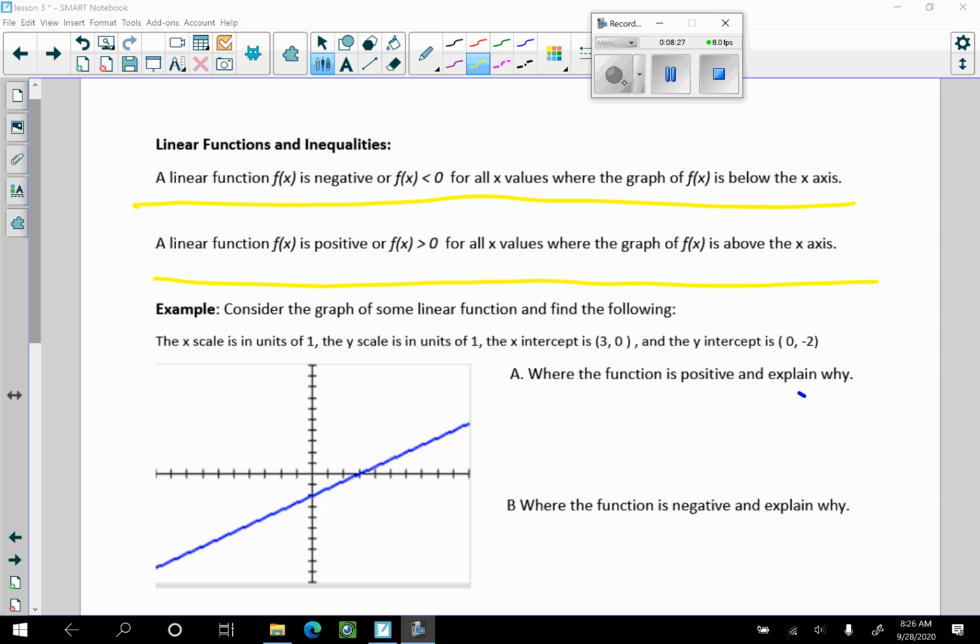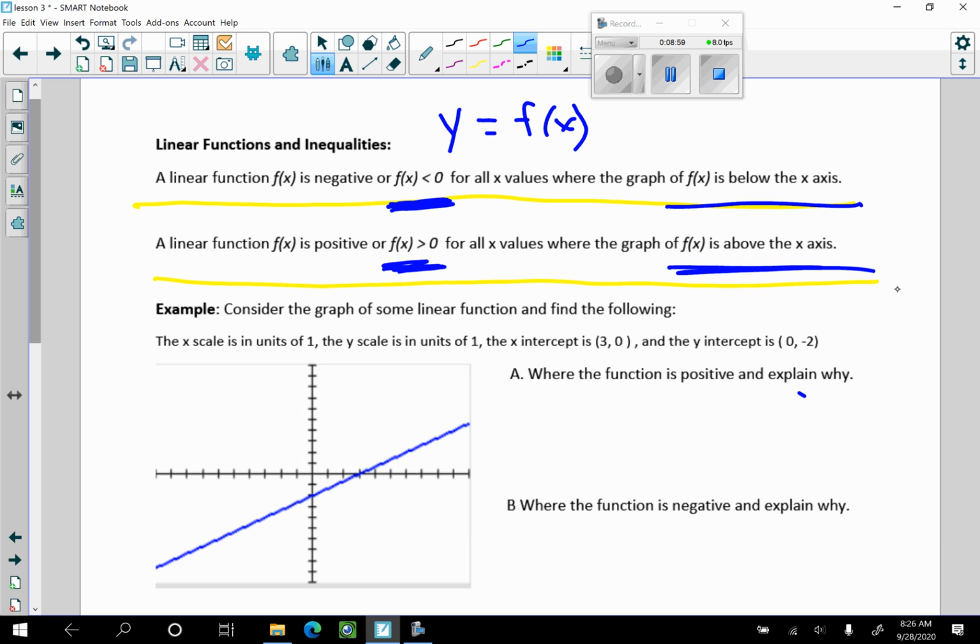A linear function f of x is positive, f of x greater than 0, for all x values where the graph of x, f of x, is above the x-axis. The function is going to be negative when all those function values are less than 0. Don't forget that y is equal to the function values. Y is the output. F of x is the output. When f of x is below the x-axis, the outputs or y's are less than 0, and greater than 0 when f of x is above the x-axis. So let's look at our example.